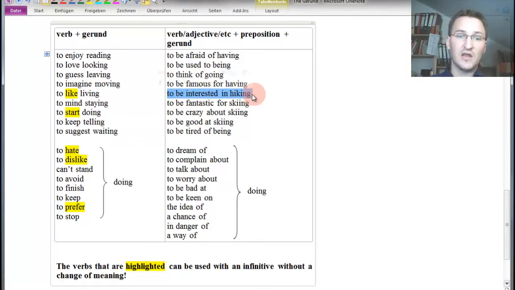I'm interested in hiking. I'm interested in going. I'm interested in doing. So there are a lot of possible things that you can add here, or words. To be crazy about skiing, for example. To be good at skiing. To be tired of being, and so on and so on. So a lot of words here tell us the gerund is coming, and you have to study them by heart. I hope that helped.